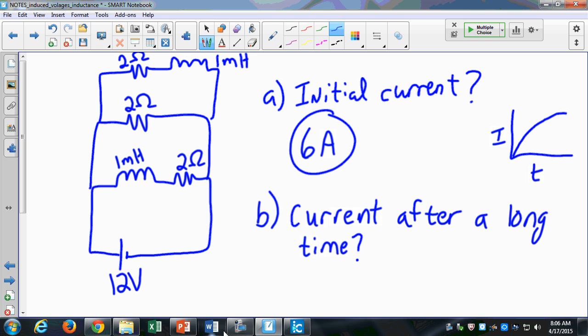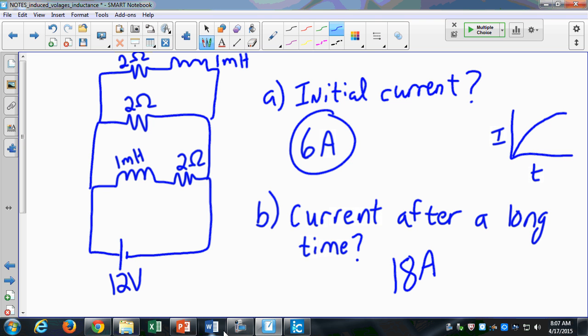So it's now what? It's going to be 18. Because where I had 6 amps here, I'm also going to have 6 amps here and 6 amps here as well. Just 6 plus 6 plus 6 will be 18. All right, so the current after a really long time will be 18 amps.